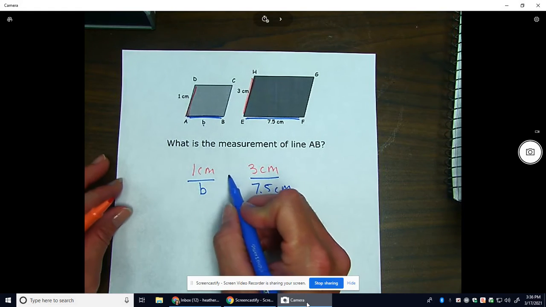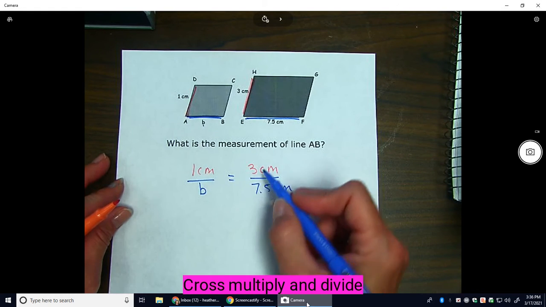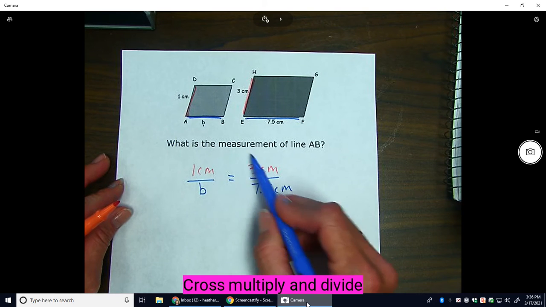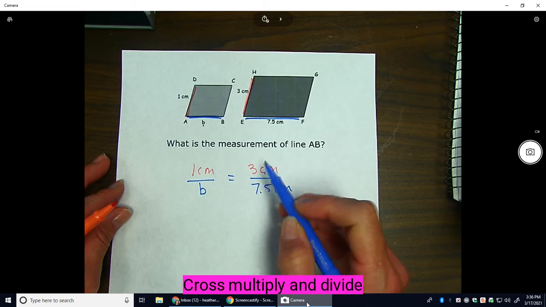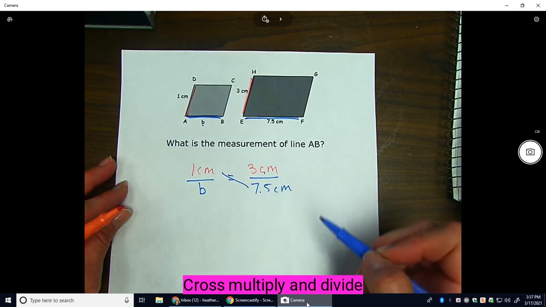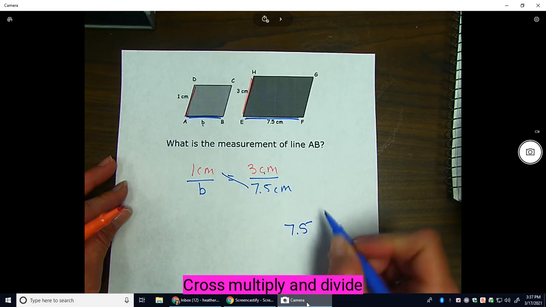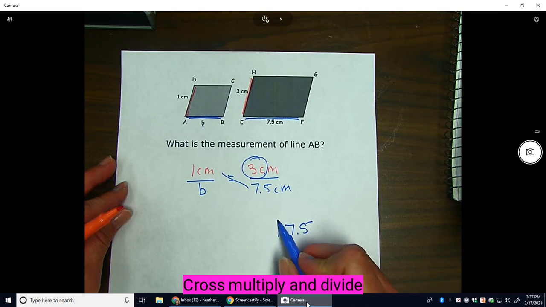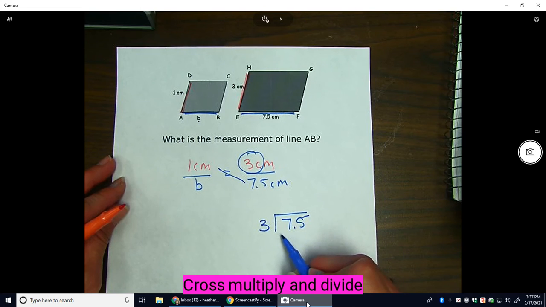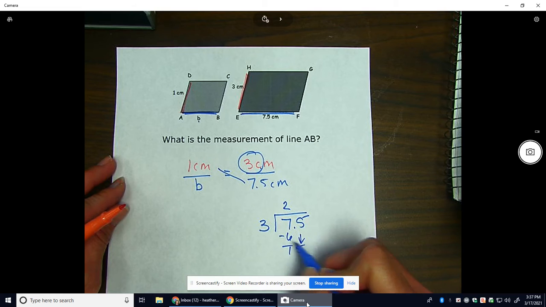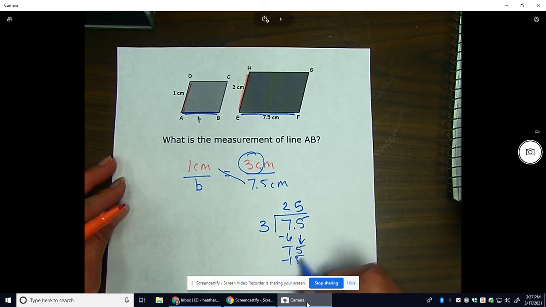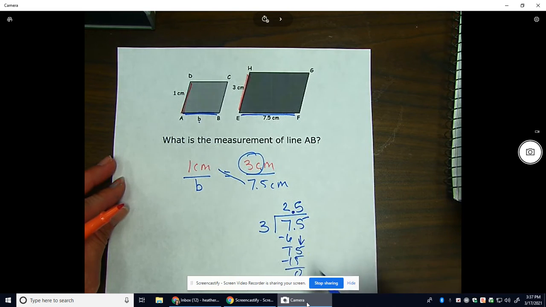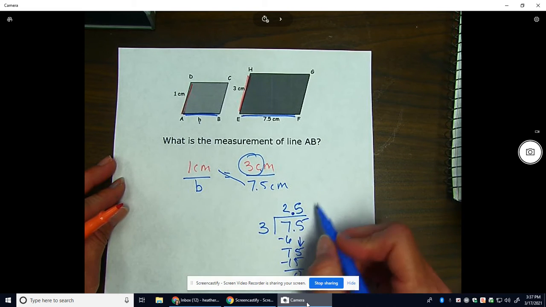Now with this particular proportion, we can cross multiply and then divide. Or if we know a multiplicative, something I can multiply by to move here, I then can figure it out this way. So I'm going to go 7.5 times 1, which gives me 7.5. And go ahead and divide it by my 3. So 7 is divided by 3 2 times. And 3 goes into 15 5 times. And I'm going to bring that decimal up. So it is 2.5 centimeters.